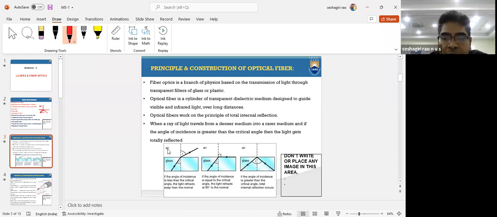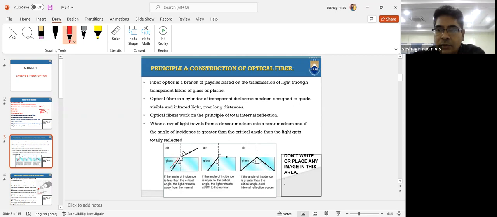So this is your air and this is your glass. Air is your rarer medium and glass is the denser medium. So here light is traveling from glass to air. That means light is traveling from denser medium to rarer medium, right? So when a ray of light travels from denser medium to rarer medium, and if the angle of incidence is greater than the critical angle, where can we have the critical angle? Before knowing what the critical angle is, let us see the figure that is shown here, right?